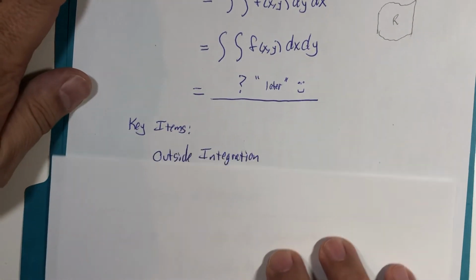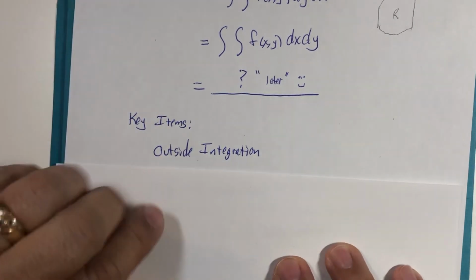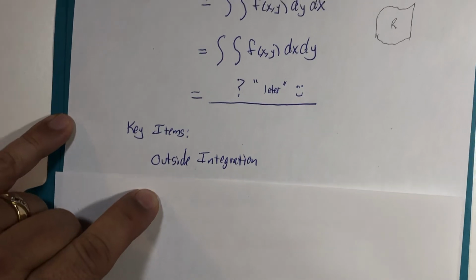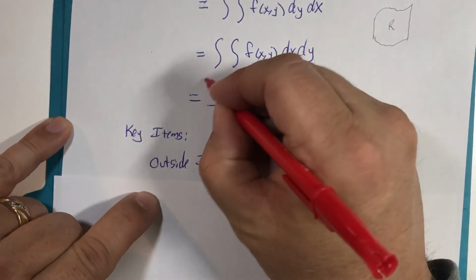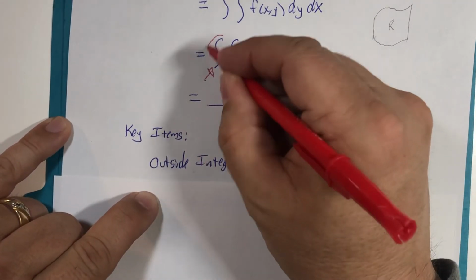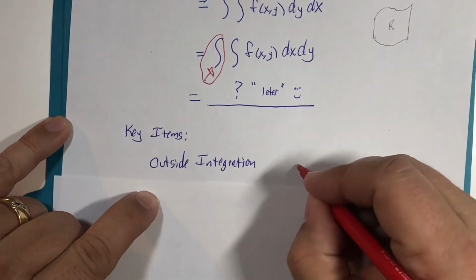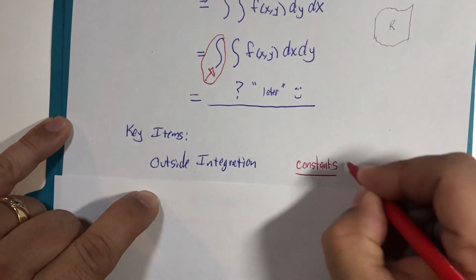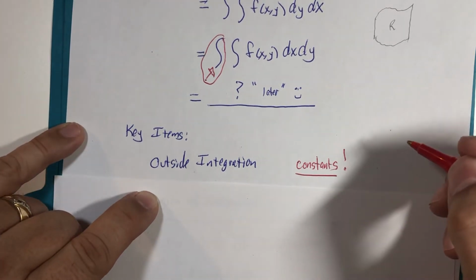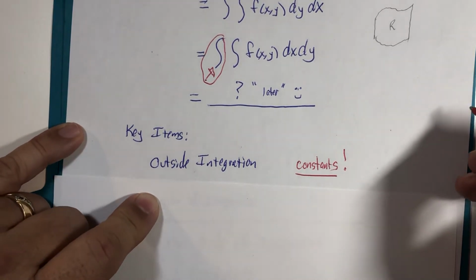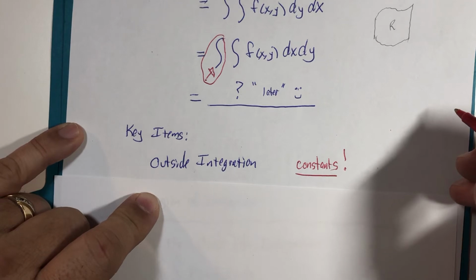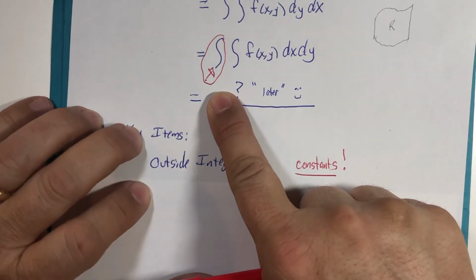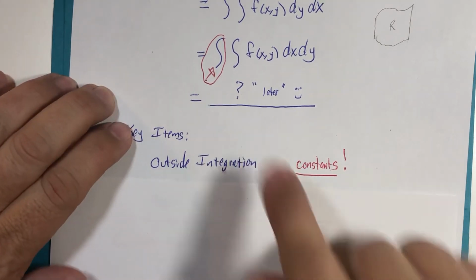All right, so some key items. The outside integral, let me point to the one I have visible here. This integration symbol right here has to be constants or numerical values. The last thing we do has to be to substitute numbers in. We need to get a number as an answer. These have to be constants, the last thing. I cannot stress that enough. That's the first order of business.